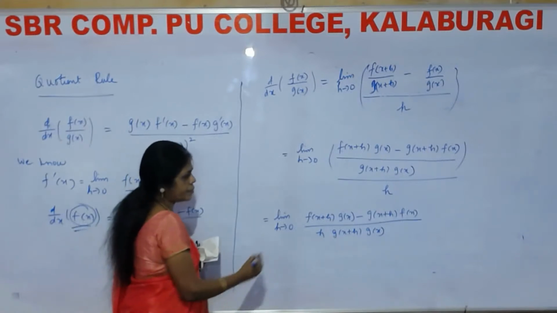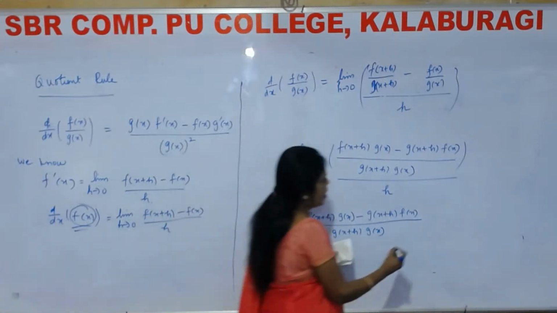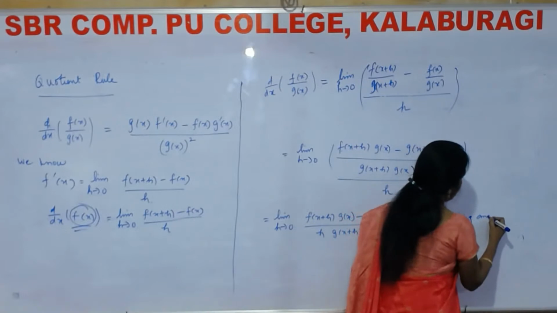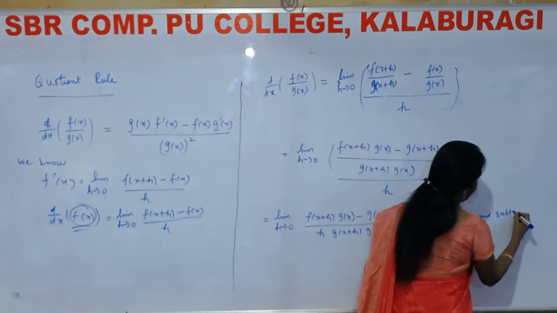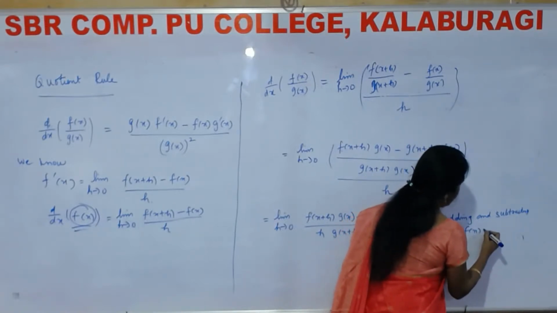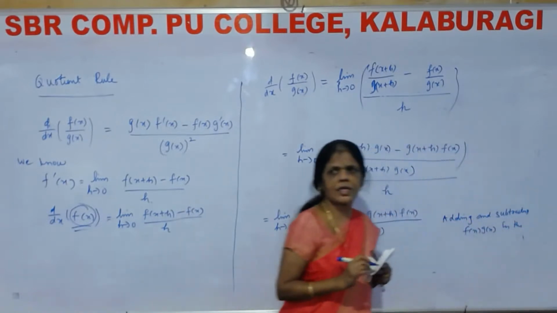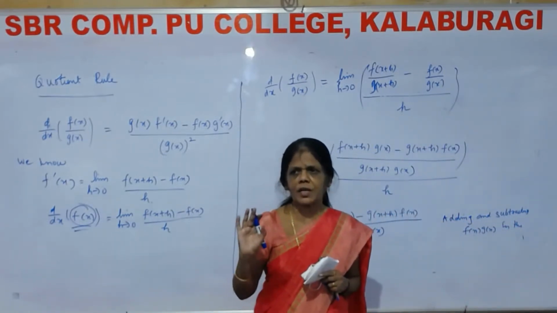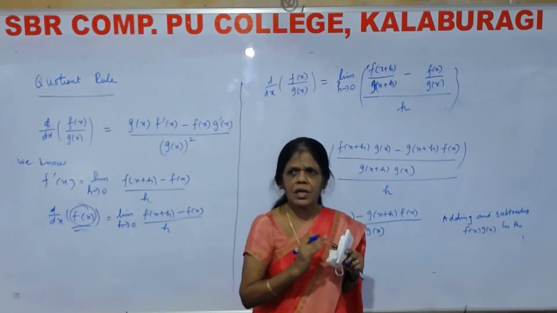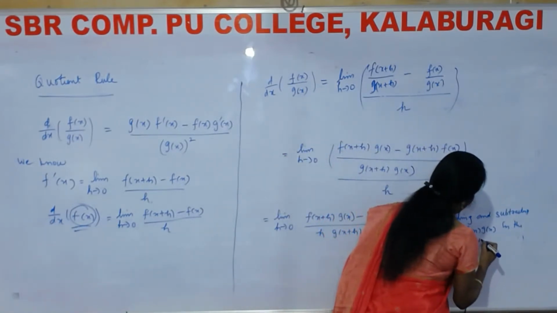Now I'm going to subtract and add f of x g of x, adding and subtracting f of x into g of x in the numerator. If anybody is finding it difficult, I'll go for another method also. First, let us take this. This is a high level way of doing it. Another way, in your book, I will put it. In the numerator.